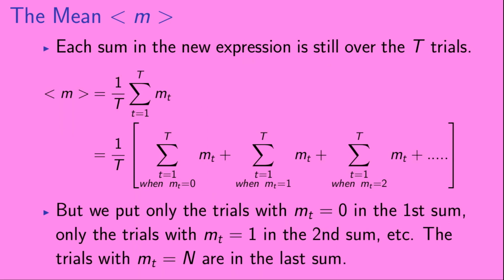Now each sum in the new expression is still over the t trials, but we put only the trials with mt equal to 0 in the first sum, only the trials with mt equal to 1 in the second sum, etc. The trials with mt equal to n are in the last sum.